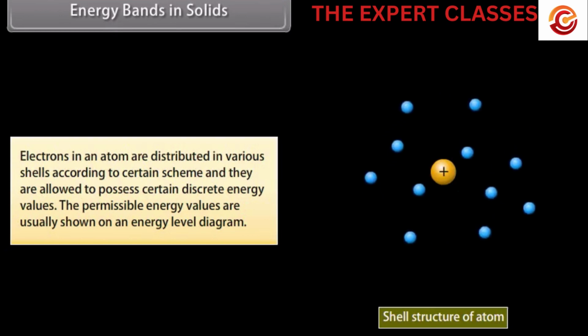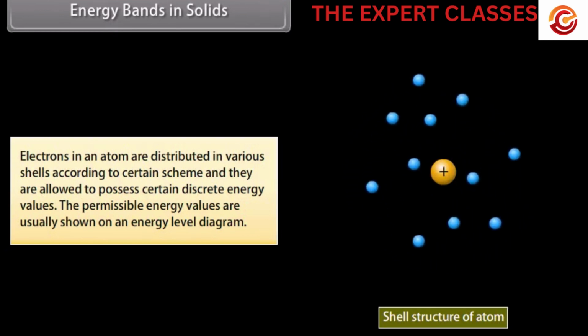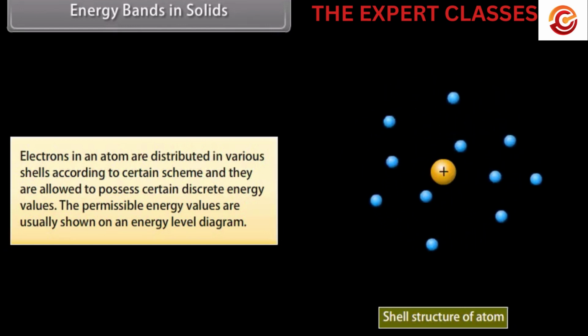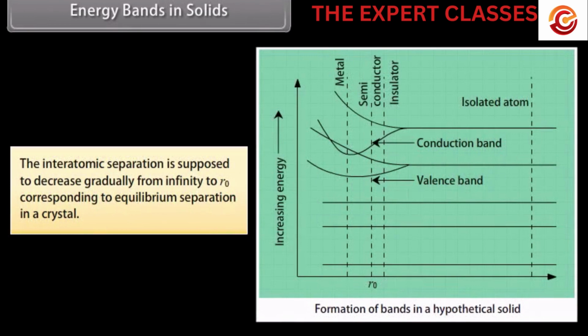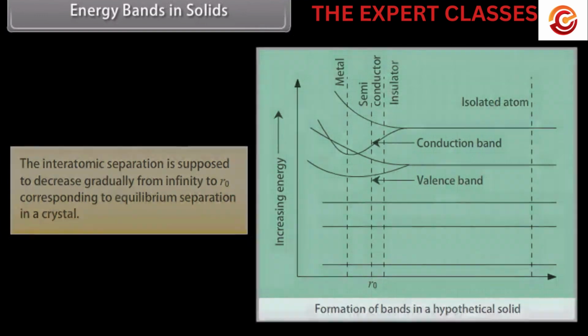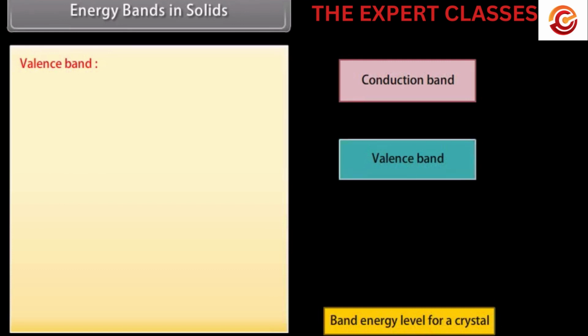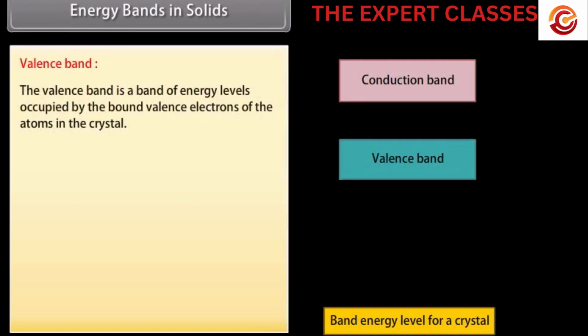We consider the formation of bands for the energy level normally occupied by the valence electrons and the next level above it. The interatomic separation is supposed to decrease gradually from infinity to R, corresponding to equilibrium separation in a crystal. Valence band. The valence band is a band of energy levels occupied by the bond valence electrons of the atoms in the crystal.